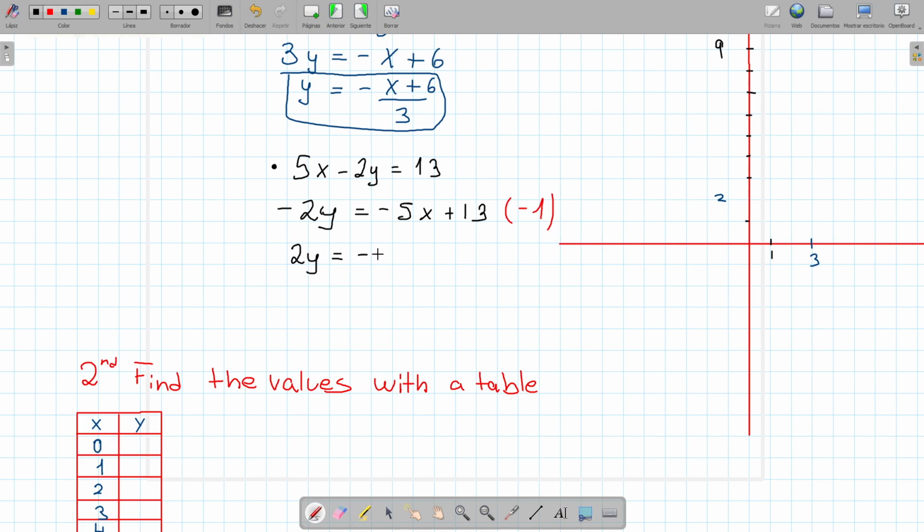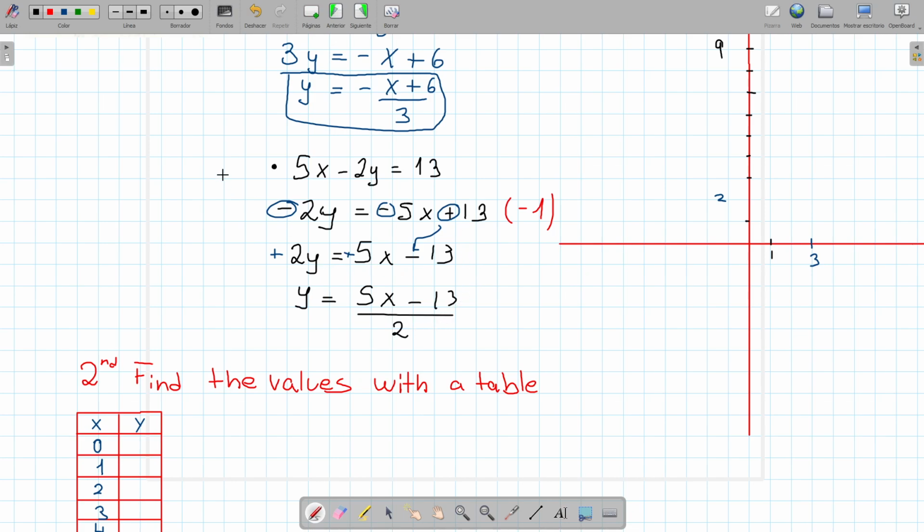If I multiply everything by minus 1, I will have 2y equals 5x minus 13. It's not going to be minus anymore. What is happening is that all the signs are changing. This is a positive, this is a positive, and this changes into a negative sign. Now that the 2y is positive, I can put the letter y alone: y equals 5x minus 13 divided by 2.